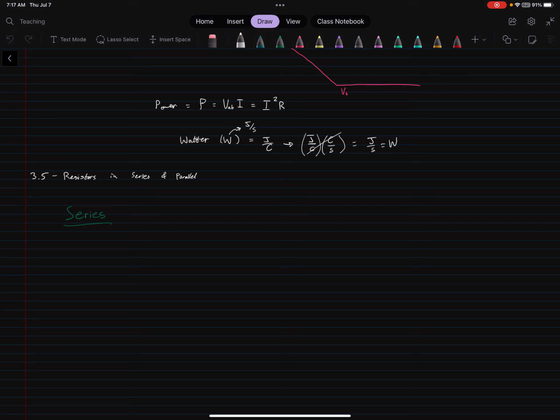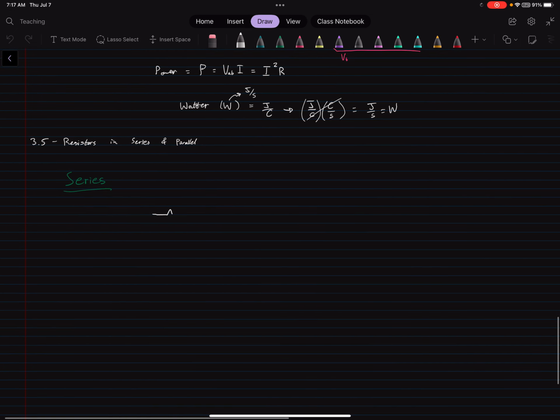So in series, if we have a resistor, call him R1, and you want to connect him up to another resistor, one way that you can do so is to connect it just end to end like this. Another resistor, R2. And you can connect that to another resistor here if you want, R3, and so on, right? And presumably this would go to the rest of the circuit, but we're just looking at this little segment.